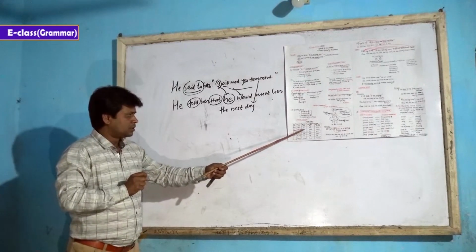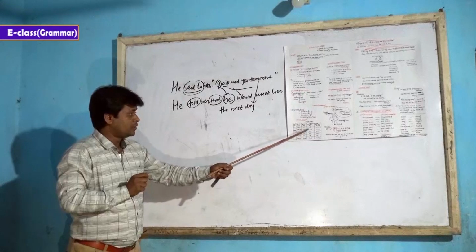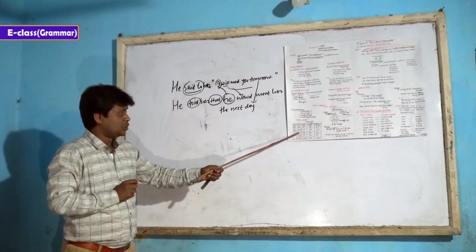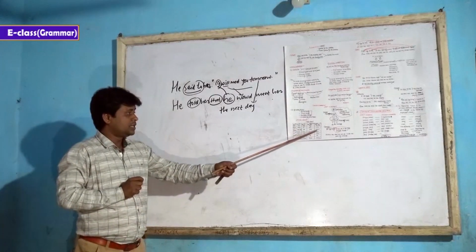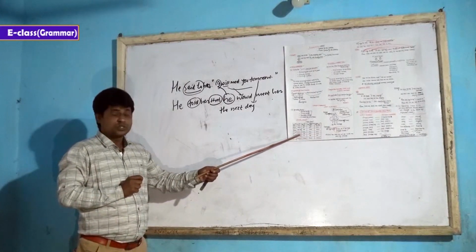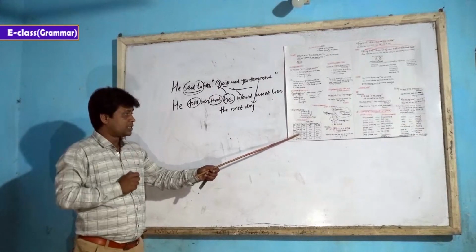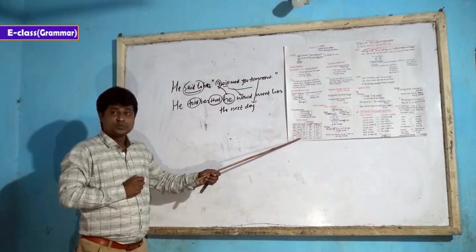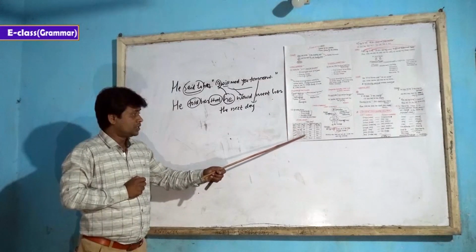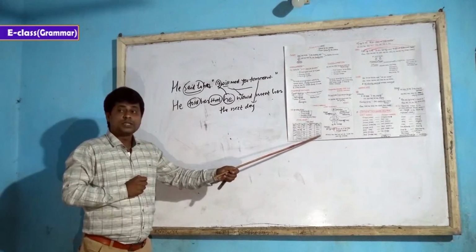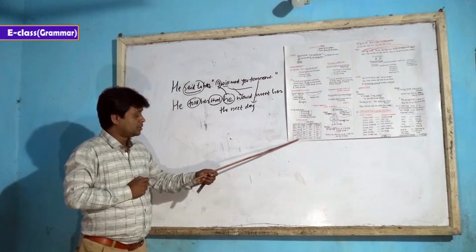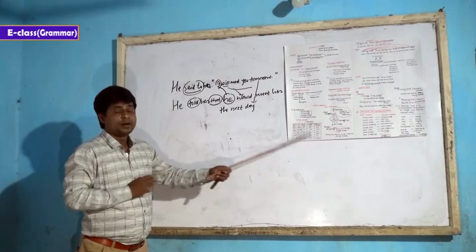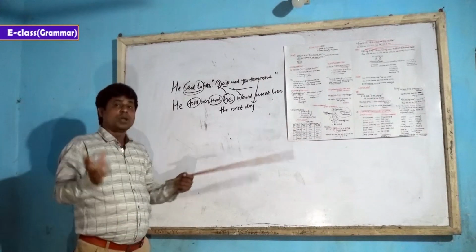"You" is supposed to be both singular and plural, so the same forms are here: you, your, yours. Third person, singular male: he, him, his, his. Third person, singular female: she, her, her, hers. Third person, neutral gender: it, it, its. They, third person plural: them, their, and theirs.